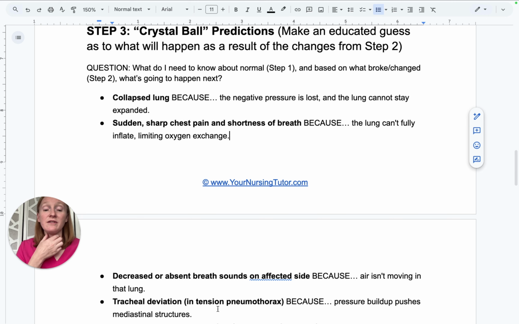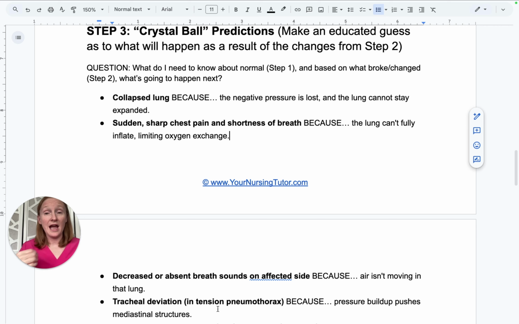Next is tracheal deviation. And this is specifically with a tension pneumothorax. So the next possible complication is a tracheal deviation. So what we mean by that is the trachea here. So you have to know where the trachea is. That's step 1 normal. But the trachea gets moved to one side or the other. It's supposed to be midline, and it's not.